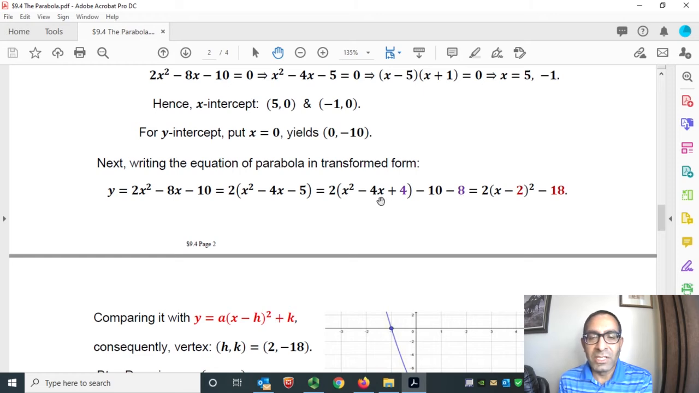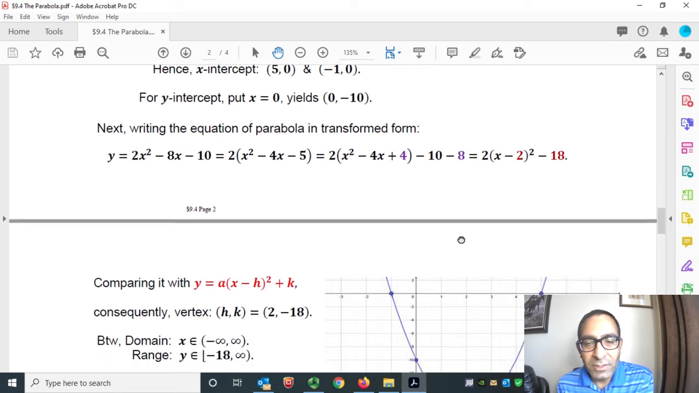I hope this algebra makes sense to you all. Then in the next step, the 2 as it is, inside the parenthesis, this expression x squared minus 4x plus 4 is simply the binomial x minus 2 outside is square. And then minus this constant, negative 10 minus 8 becomes a negative 18.